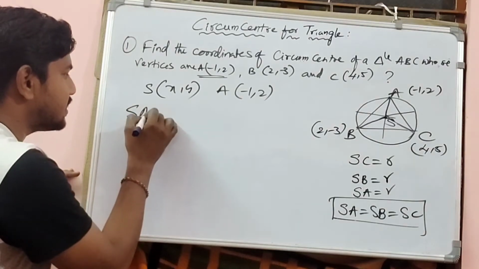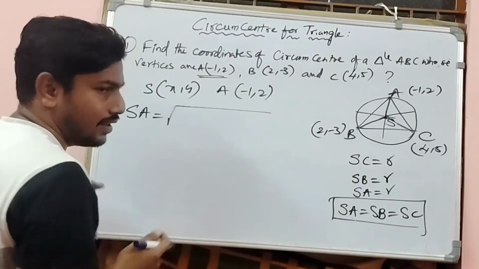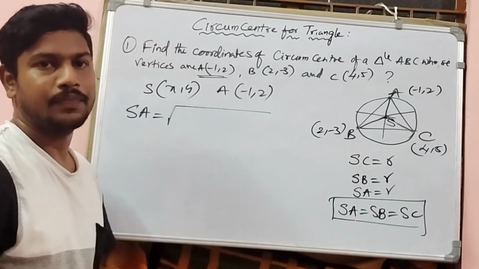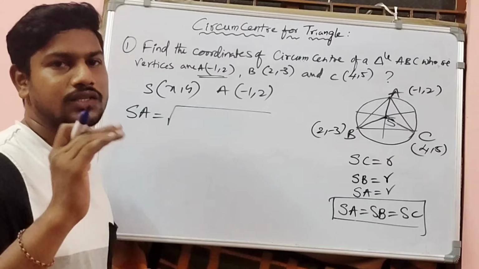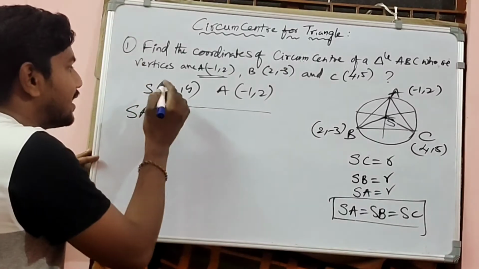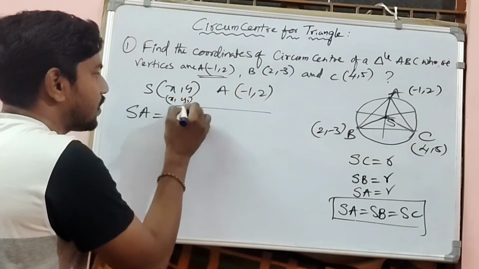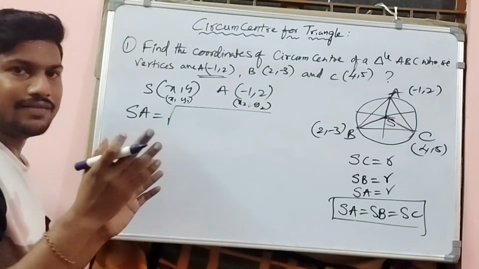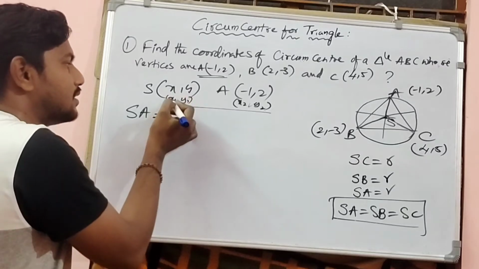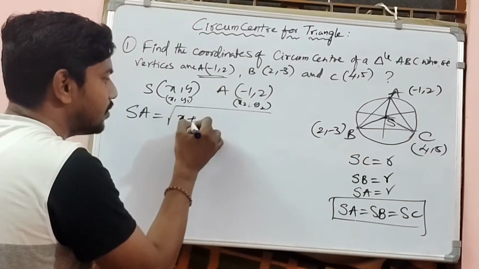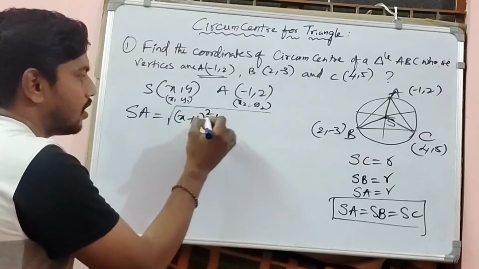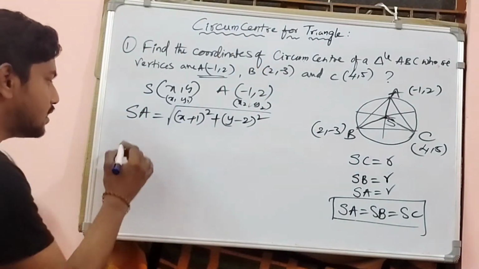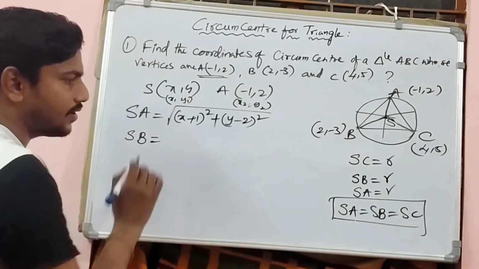So I am finding SA. We know the distance formula very well. If you didn't watch the previous video, we discussed how to find the distance formula; the link is given in the description. Please look into it. Let us consider this as (x1, y1) and this as (x2, y2). The distance formula always takes the x-coordinate difference. So I am considering x minus (-1), which will be x + 1, whole square, plus (y - 2) whole square. This is SA.